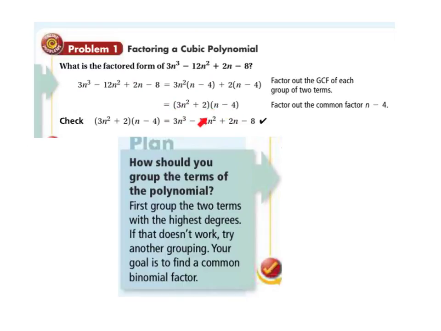3n squared times n, 2 times n, 3n squared times negative 4, and n times negative 8. Combine like terms, and you get the same thing back. So I do expect that you check your work.